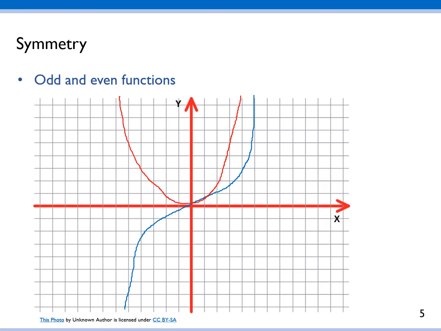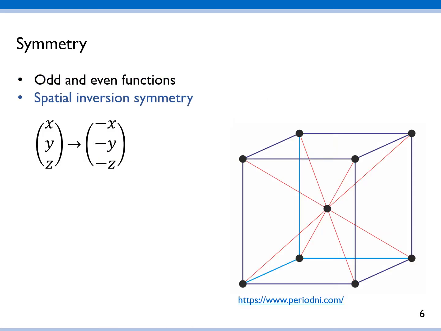Okay, this is supposed to be the same on both sides. So if we have an even function, then we would have a positive y value when we are on a positive x-axis intersection, and also a positive y value once we venture into the negative x region. Next, let's briefly define spatial inversion symmetry.